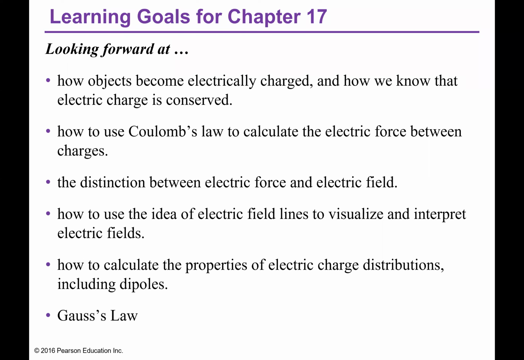I'm going to show you a few examples, but it's a good idea to review what vectors are, properties of vector addition and things like that before going through this chapter.